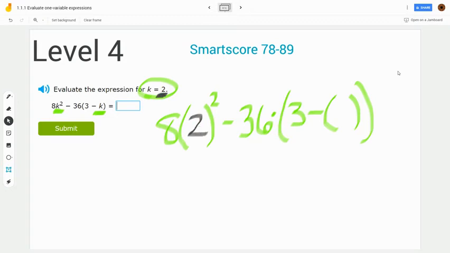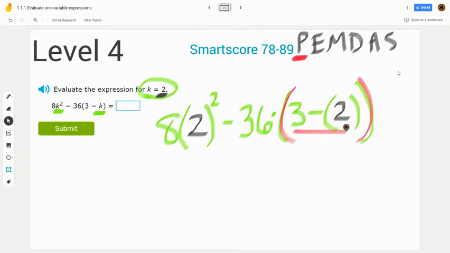So I'm going to put 2's in both of those spots where k was. All right, so again, order of operations, PEMDAS. So first, we're looking at inside the parentheses. So I see inside these sets of parentheses, we have 3 minus 2. Okay, so that's what we'll do first. 3 minus 2 is 1.